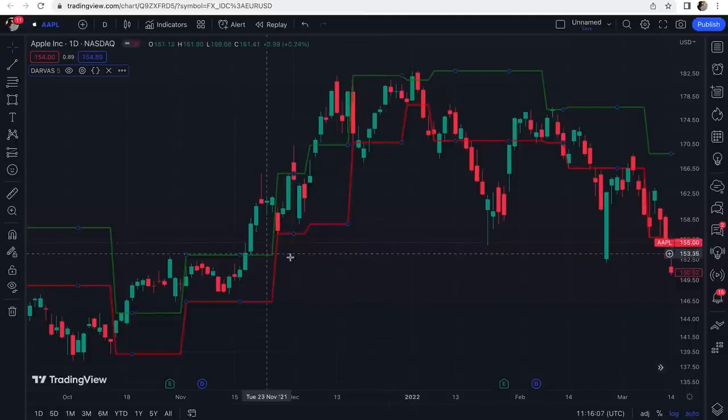Alright, as I said earlier, the Darvas Box trading system is a type of momentum strategy in which we try to find out when the momentum is gaining strength so we can ride on the trend to make profit.